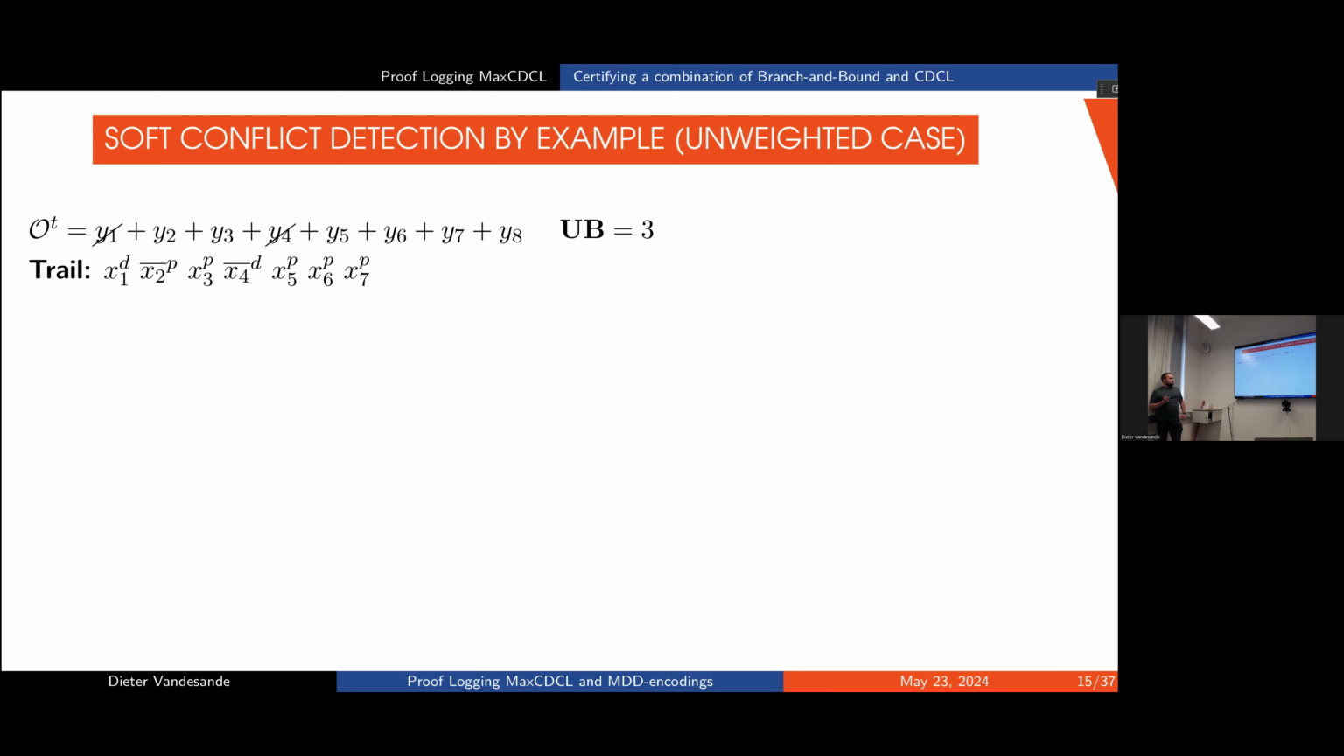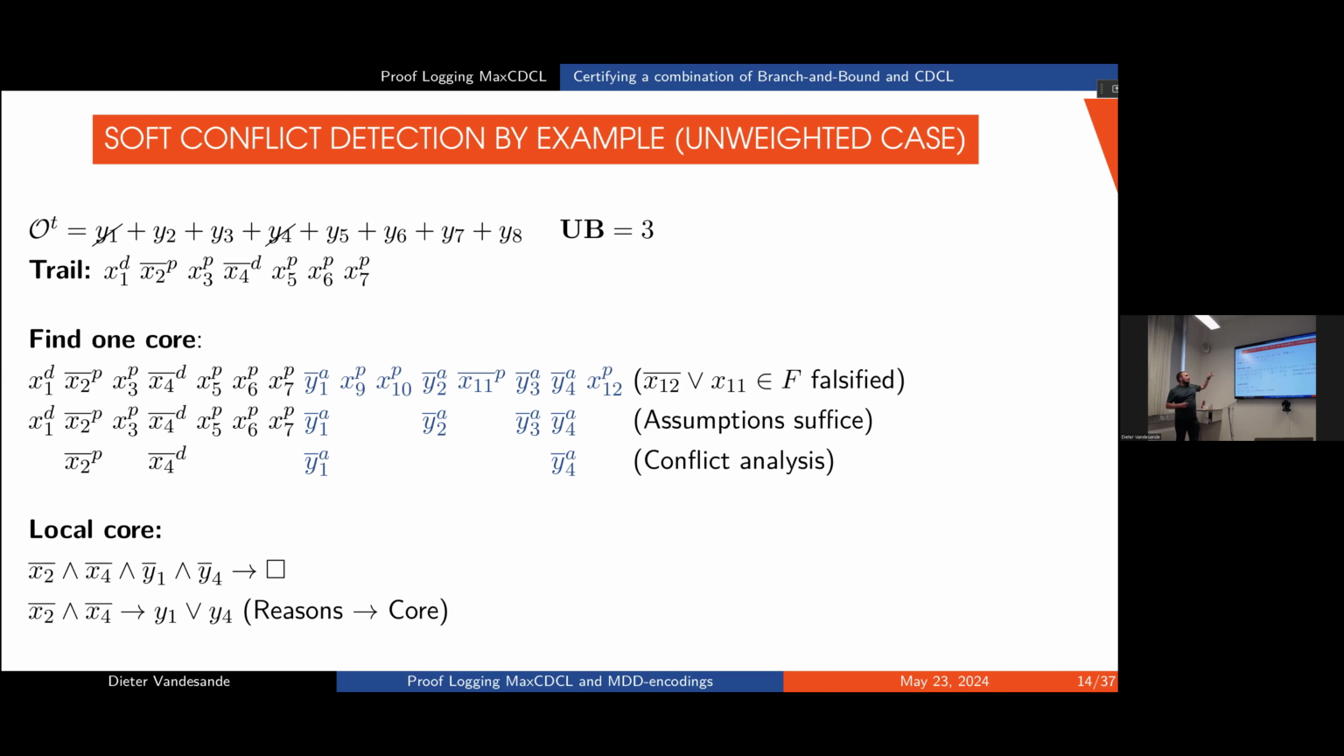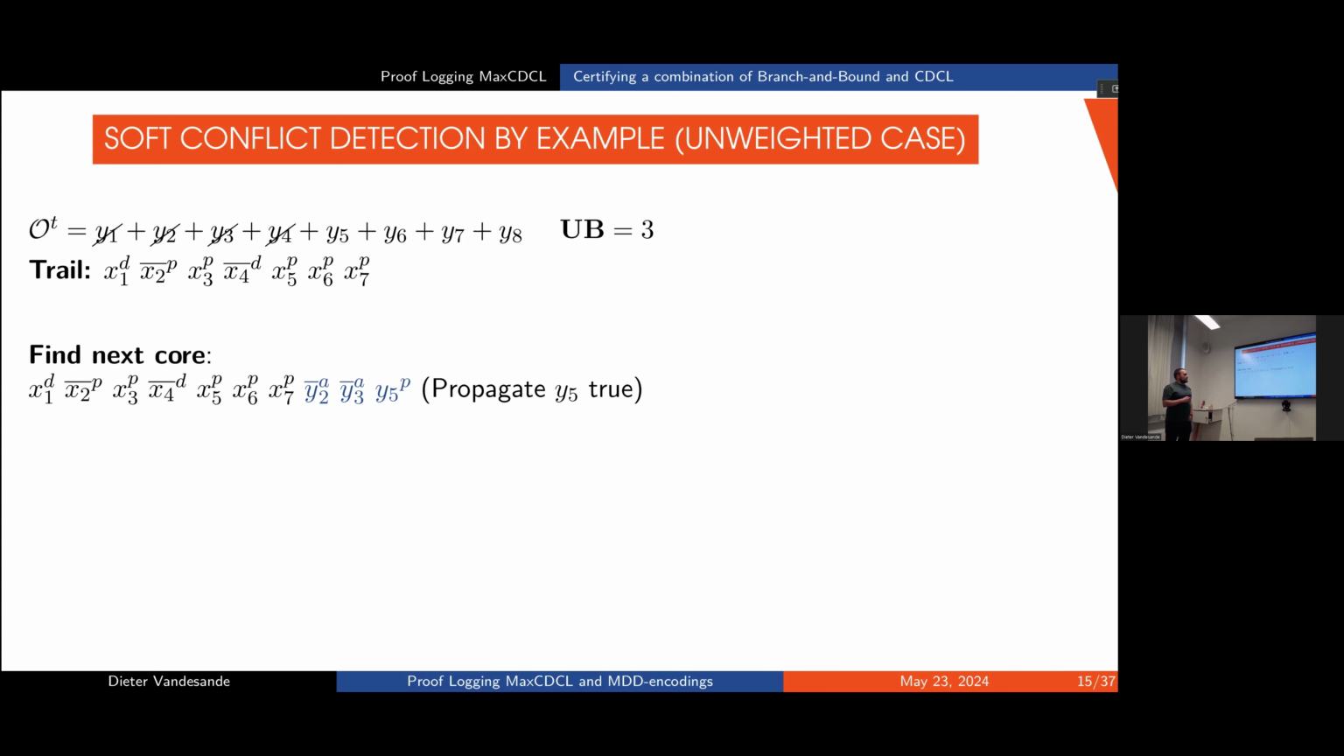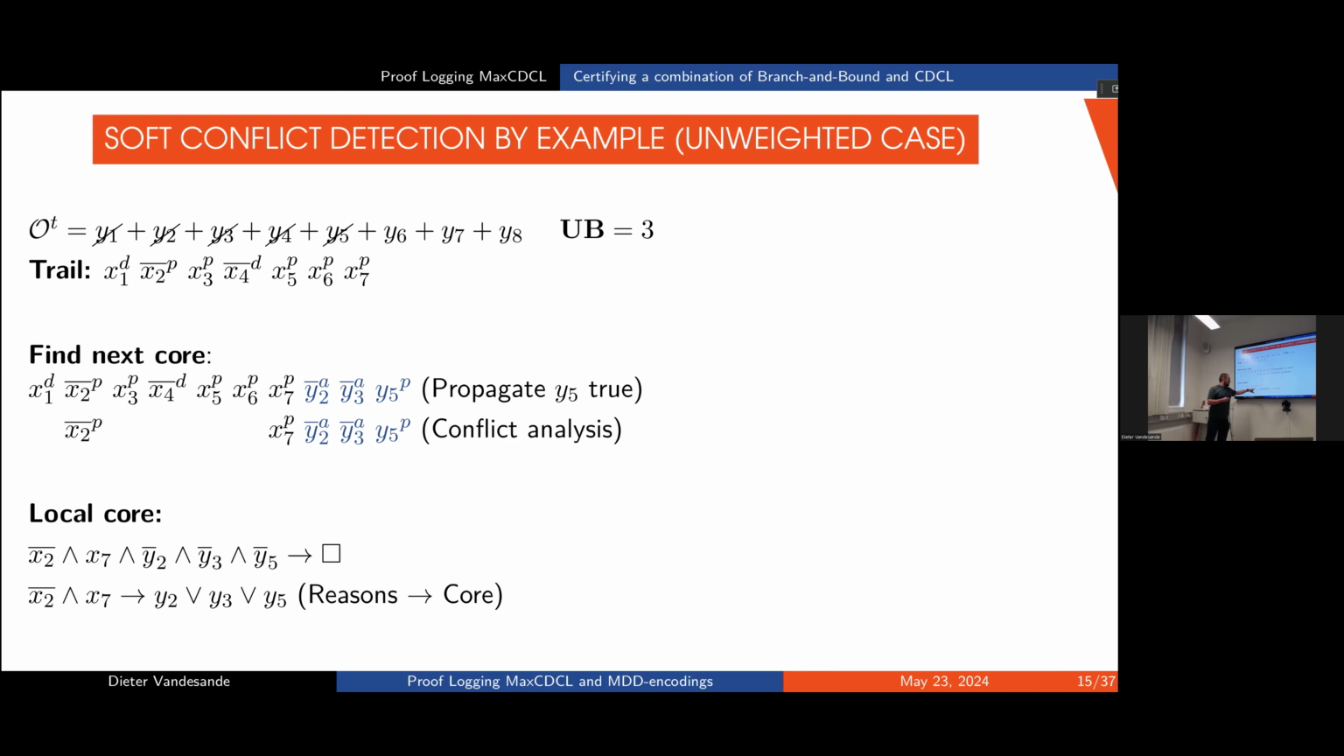Let's try to find the second one. Oh, and also importantly, in the next round of this look-ahead procedure, I will not use y1 and y4 anymore because they are already found in one core. Let's start again. So we assume y2 to be false. We assume y3 to be false, and this propagates y5. So that means that at least y2, y3, or y5 needs to be true, given this partial assignment, because otherwise y5 wouldn't have been propagated.